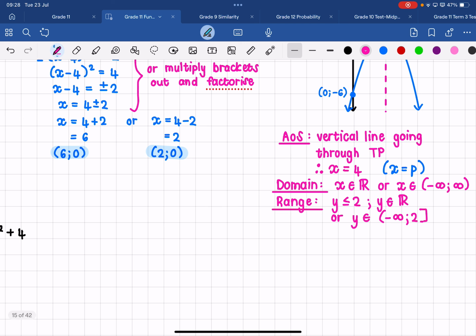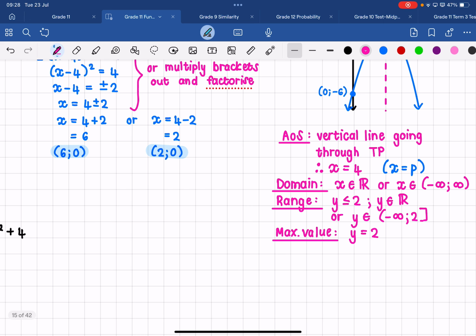I'm just trying to think of potential questions that they could ask. The maximum value of this graph. You have to say y equals 2. Guys, if they're asking for the maximum or the minimum value, you have to always say y equals. You can't just say 2. Okay, it's very important. The y has to be there.